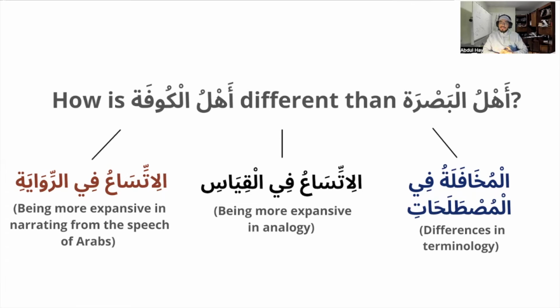And that's why you'll see, for example, in the school of Kufa, there are a lot more huruf and nasab. The huruf and nasab are a lot more than the school of Basra. And so on and so forth.